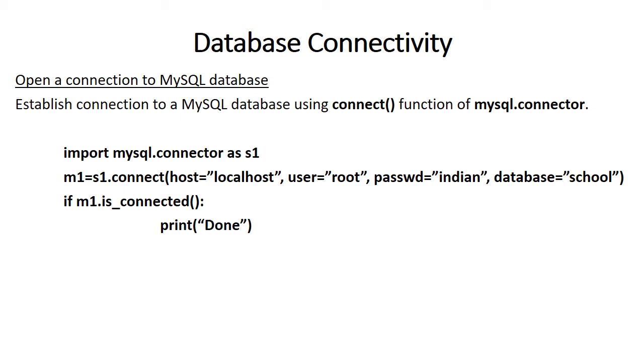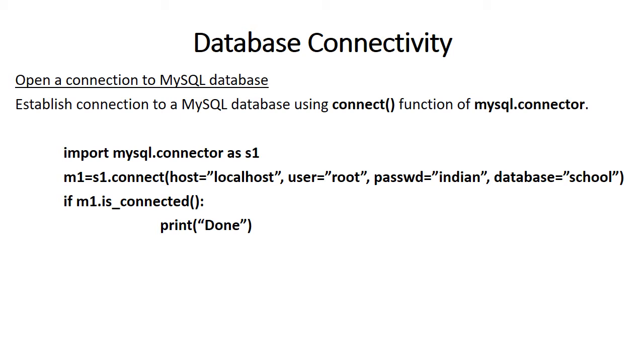Open a connection to MySQL database. So establish connection to a MySQL database using connect function of mysql.connector. As usual, the very first step, import mysql.connector as s1. m1 is equal to, m1 is another variable name. In order to connect, m1 is equal to s1.connect, and within the bracket, host is equal to localhost, user is equal to root, and the respective password and the database name. Here I have given the password as Indian and the database as school.